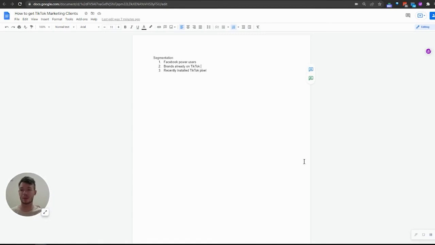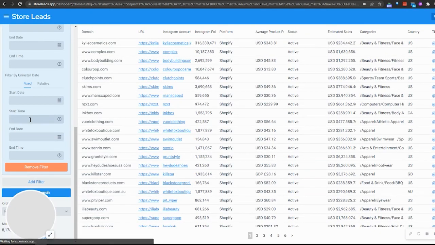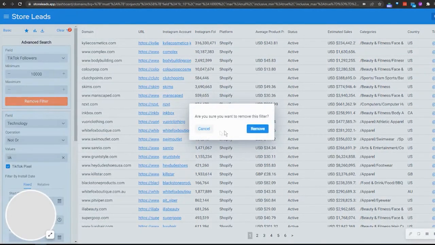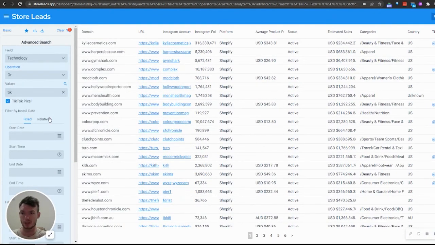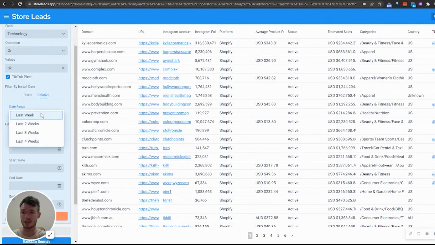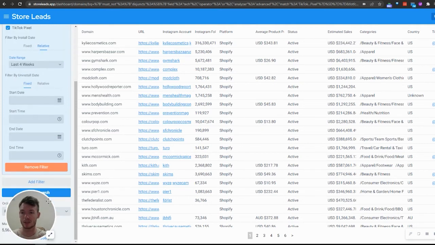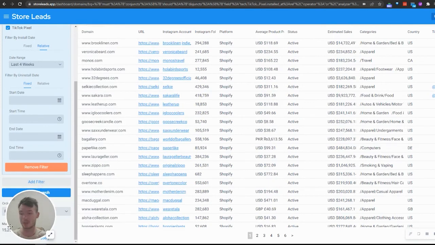And the last type of person that I would reach out to would be people who have recently installed the TikTok pixel. Again, we're going to go to Store Leads. We're going to go ahead and filter by people who have the TikTok pixel installed. So go to technology, TikTok pixel, relative, and last 4 weeks. What that means is people who have installed the TikTok pixel within the last 4 weeks, which there's 15,000 of them. That's quite a lot. You could also add another filter like with over 1,000 followers if you want to increase the quality. But these are people who have just installed the TikTok pixel.